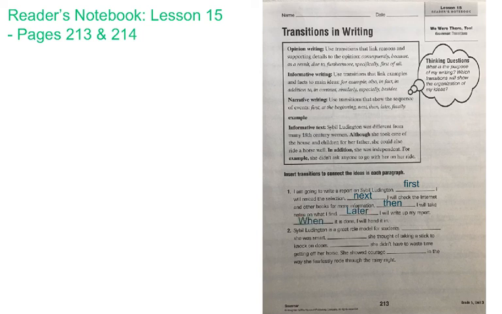And now your paragraph reads, I am going to write a report on Sybil Ludington. First, I will reread the selection. Next, I will check the internet and other books for more information. Then, I will take notes on what I find. Later, I will write up my report. When it is done, I will hand it in. And that's how you use transitions using sequence of events.